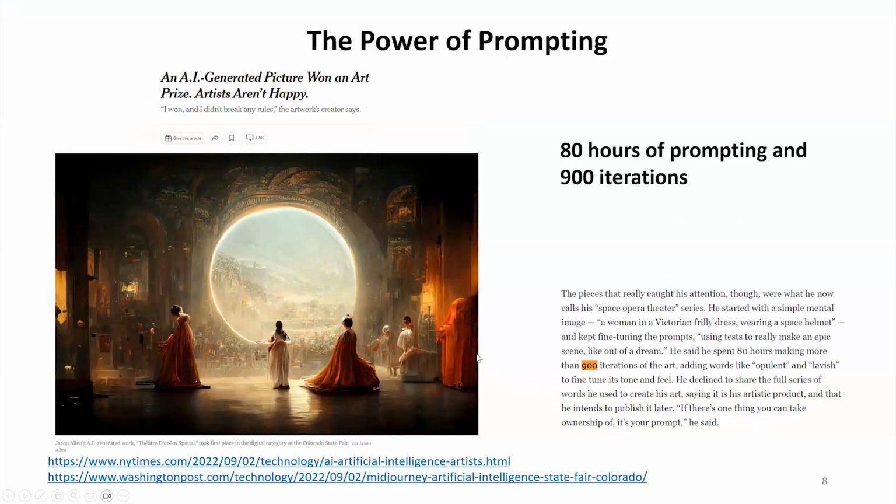So I think the ADM folks will probably have seen this many times. This is an award-winning piece, and it's not drawn, but prompted, with 80 hours of prompting and 900 iterations. Andrew was thinking that maybe prompt engineering may not be relevant in a few years' time, but to prompt something as sophisticated as this, we will probably still need some skills in doing it.